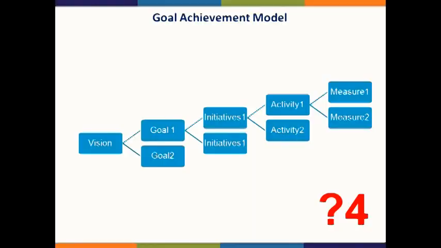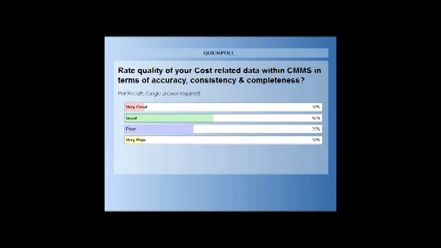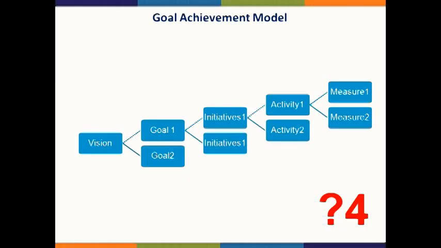All right. We have the polls here. 35% say they have poor data quality. 10% have very poor. 45% have good data quality, and 10% have very good data quality. Okay, good. So more than 50% believe that they have good data quality. So that's a good start.